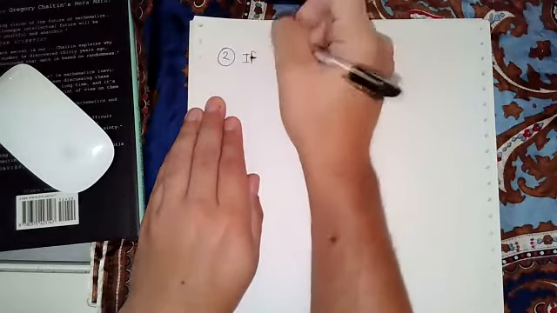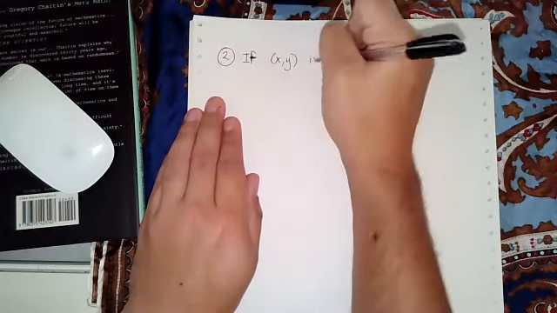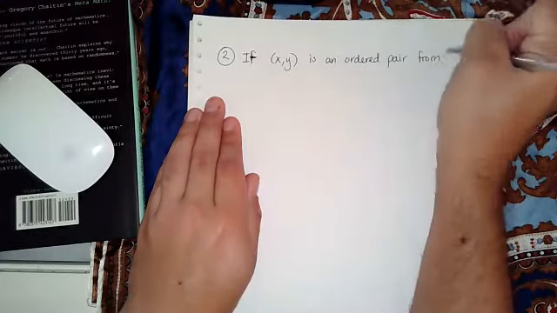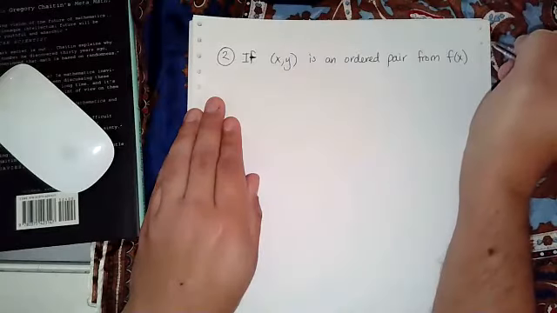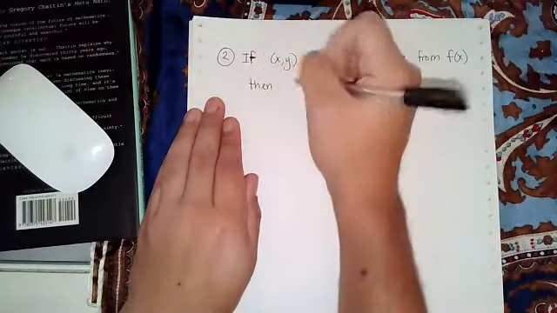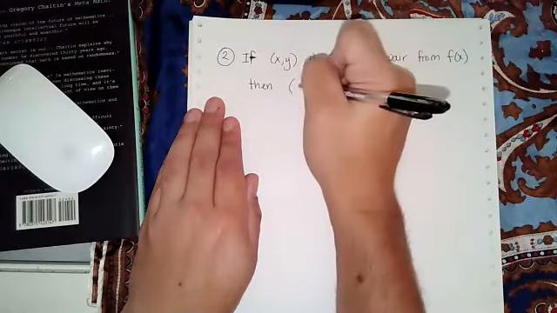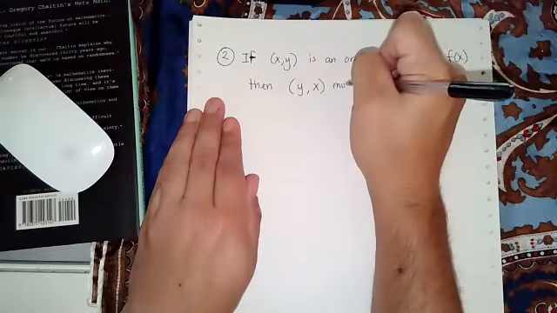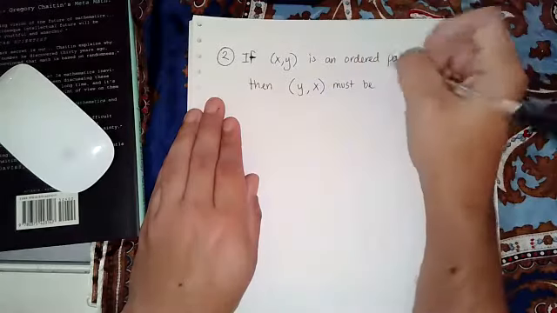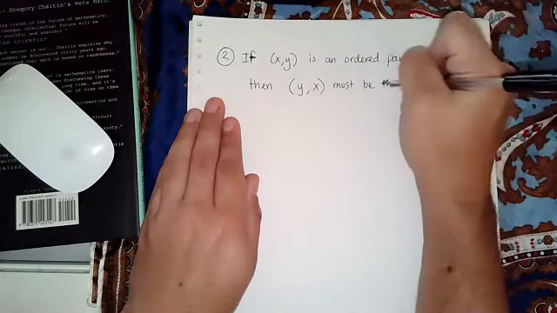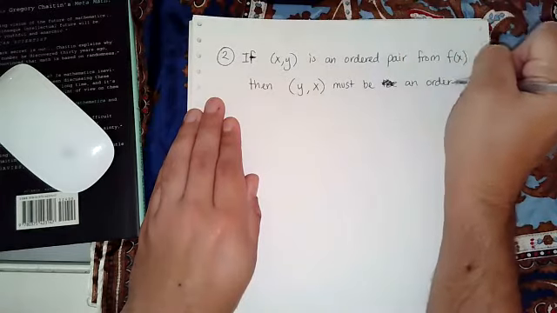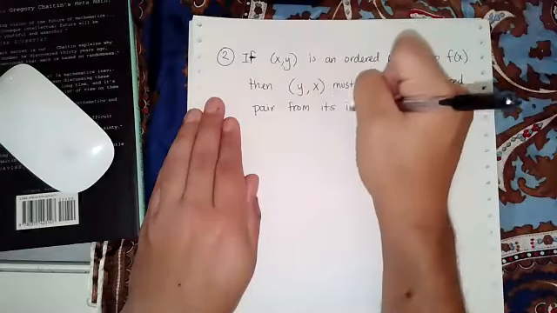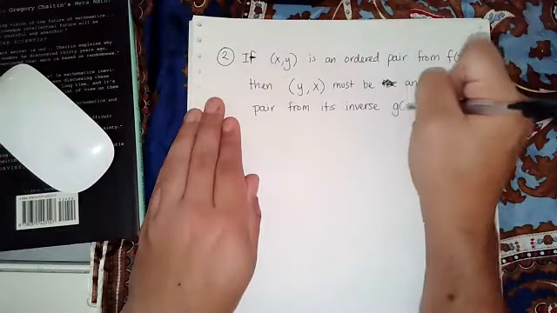Let's say if (x, y) is an ordered pair from the function f of x, then the ordered pair (y, x) must be, let's say, an ordered pair from its inverse, g of x.